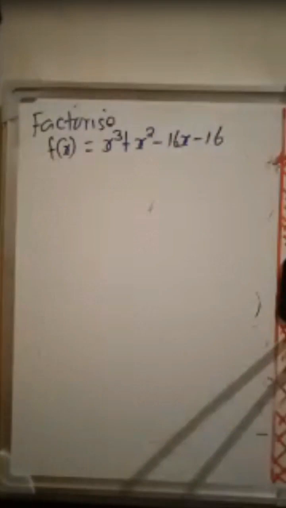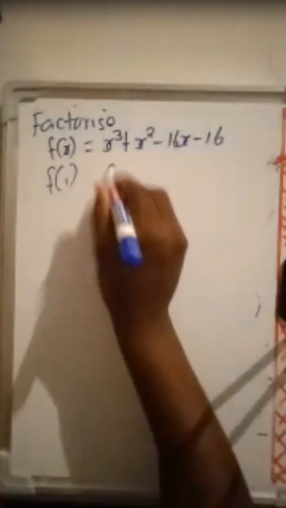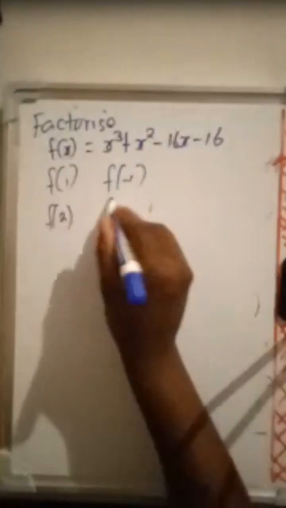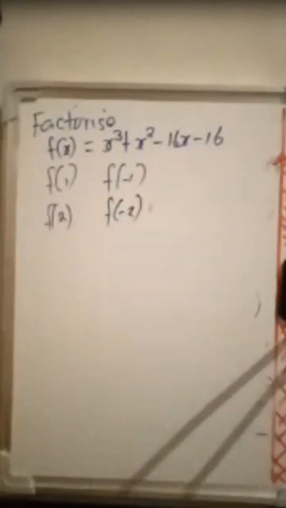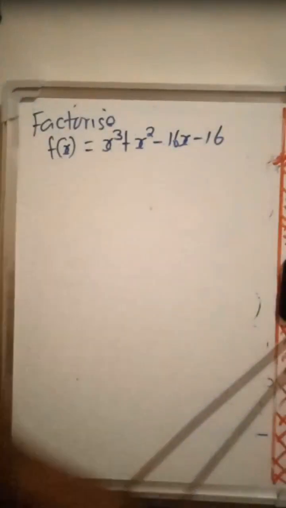So the first step is to determine the first factor. We are going to do it by trial and error. You have to try f of 1. Let's say you didn't get this one, you try f of negative 1. You have to try f of 2. If you don't get this one, you have to try f of negative 2. Going onwards until you get the factor. Okay? So we always have to start from f of 1.